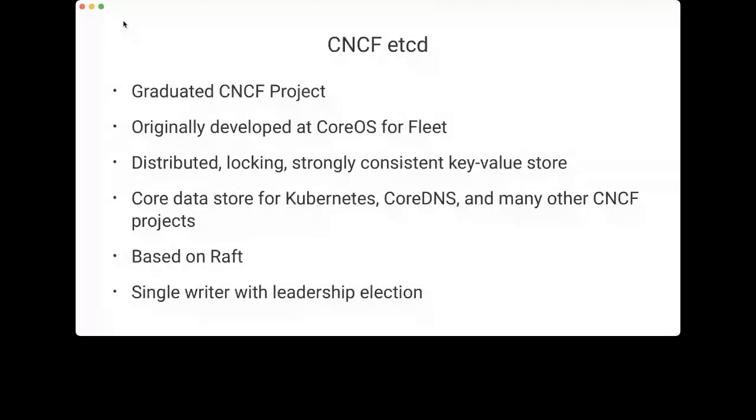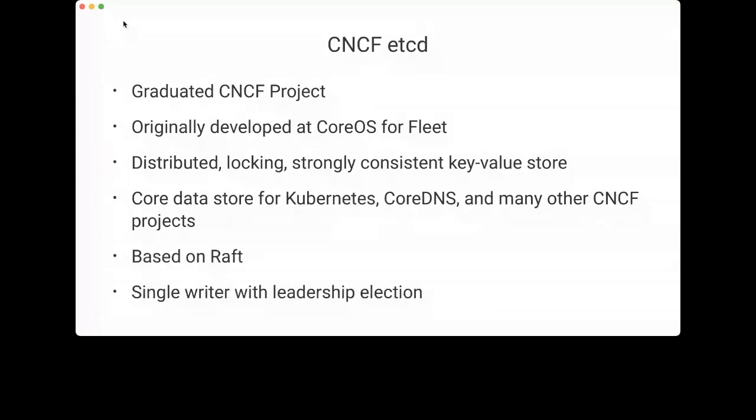Well, at its core, it's a distributed, locking, strongly consistent key value store. I write a key and I expect to be able to read that result once etcd confirms that that key has been written. And so it's ACID compliant from that standpoint. So now, after years of use, users have scaled, and it's the core data store for Kubernetes, CoreDNS, and a lot of other CNCF projects.